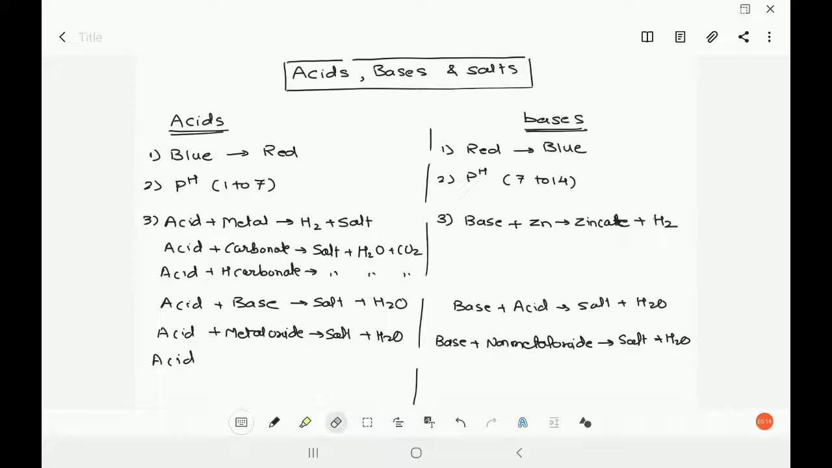You must have seen the test of a base on TV channels, especially in soap advertisements. Okay, they show some paper, put it on, and it becomes dark blue or violet. That blue color is showing nothing but the base, the strength of the base. Soap is of course also a base. So I hope you are getting this very clear: the litmus paper turn in acid and base.